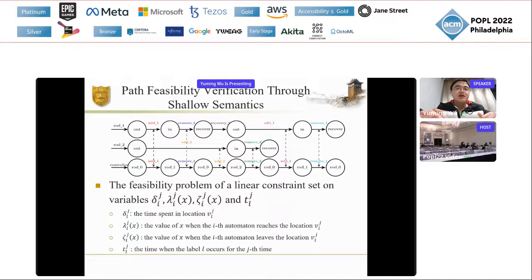Due to the complexity of the linear hybrid automata, the feasibility verification problem of the candidate paths can be encoded into the feasibility problem of a linear constraint set on variables delta_ij, lambda_ijx, zeta_ijx, and t_lj. Delta_ij is the time spent in location v_ij, and lambda_ijx and zeta_ijx are the values of x when the i-th automaton reaches and leaves the location v_ij. t_lj is the time when the label l occurs for the j-th time.